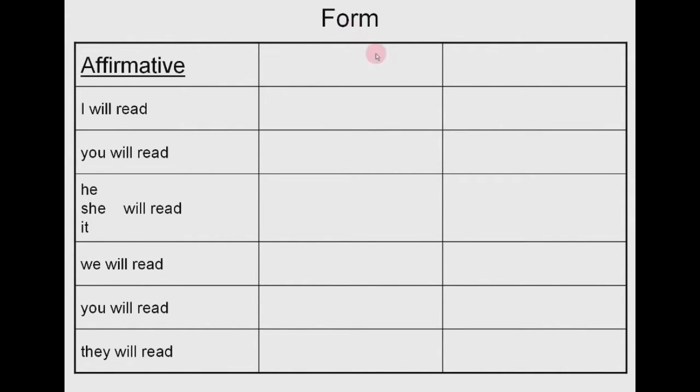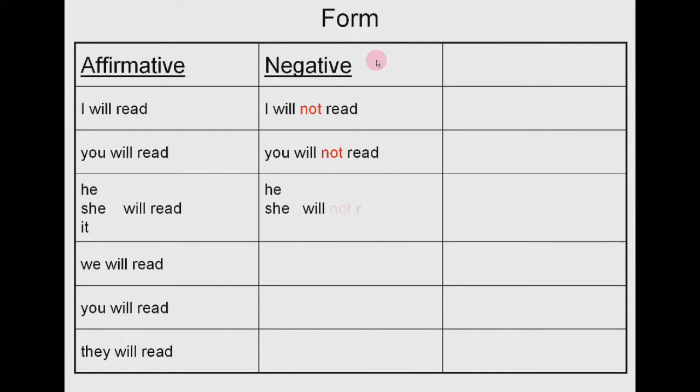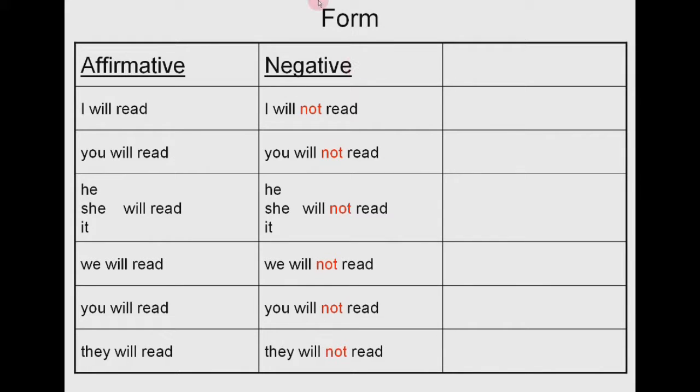So we'll look at now the negative form. So in the negative we have I will not read, you will not read, he, she, it will not read, we will not read, you will not read, and they will not read. So to form the negative, we simply add the word not after the word will and before the verb.